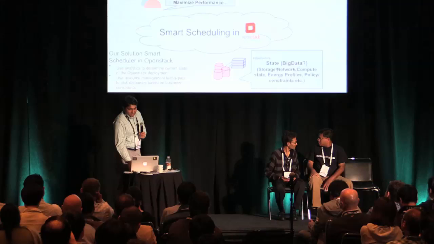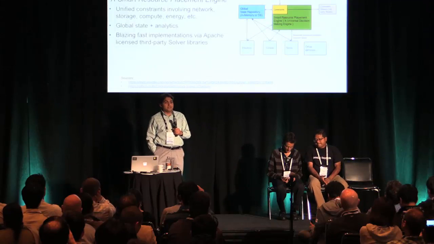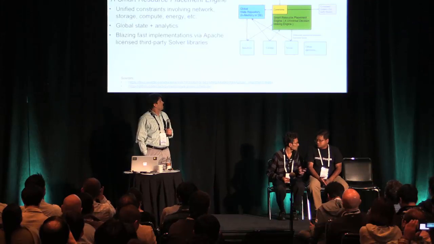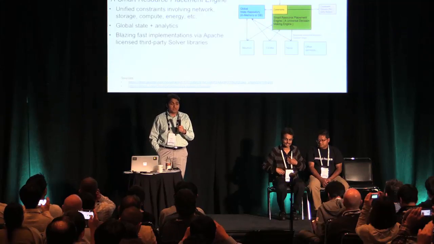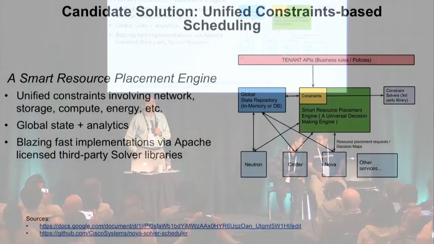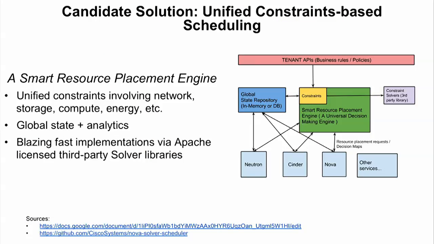Hi, thanks Debo and Ramki. So going forward, as a possible solution that we can use to address this use case of NFV, we proposed this in the Icehouse Design Summit, and it's ongoing work. To give you an idea, what we need is a smart resource placement engine, which can take in this request from the top. In terms of tenant APIs, what I mentioned here as rules and policies are all the NFV consumer requests that come in using a clearly defined API. Whatever is requested from the top needs to be translated into constraints, which will be used along with the global states. And for these global states, like Debo mentioned, we could use some analytics to derive some of these metrics.